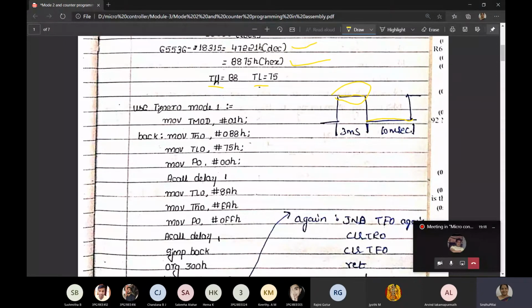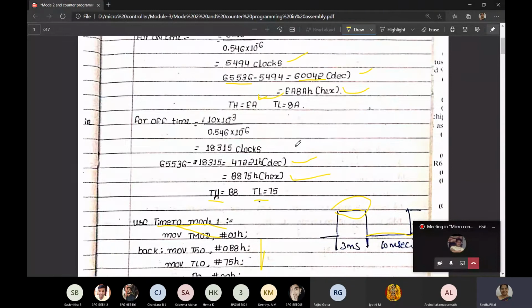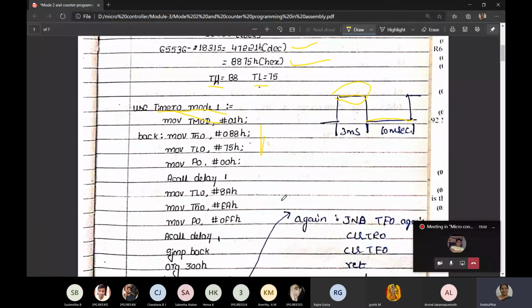So it is timer 0 mode 1. First, what we have to see is what you have to fill in the TMOD register. In the TMOD register we have 01H because it is timer 0 mode 1. Next, TH0 and TL0, these values should be filled. From where did we get these? B8 and 75, the first one. First they are filling it for the off time in timer 0.